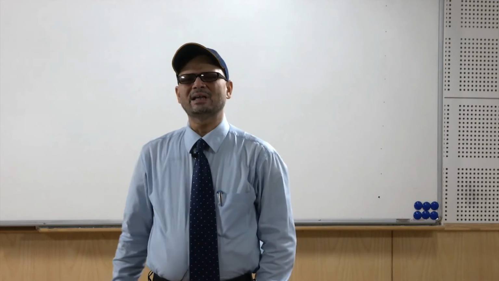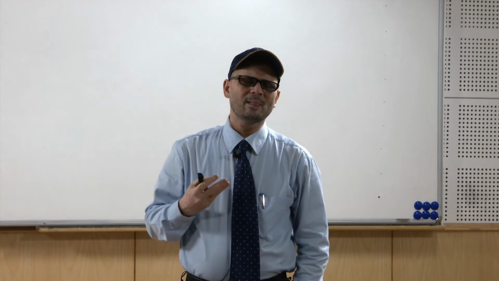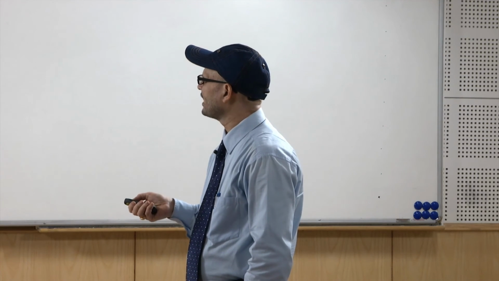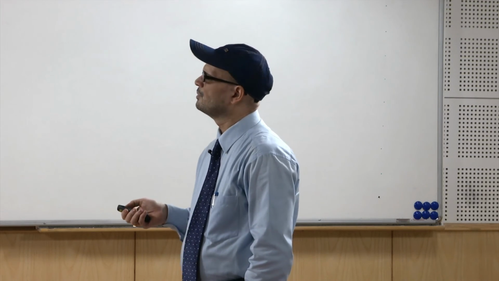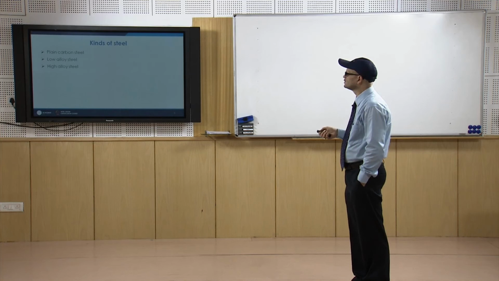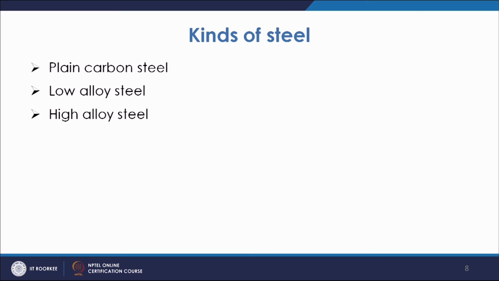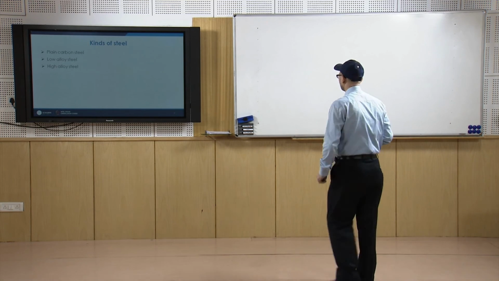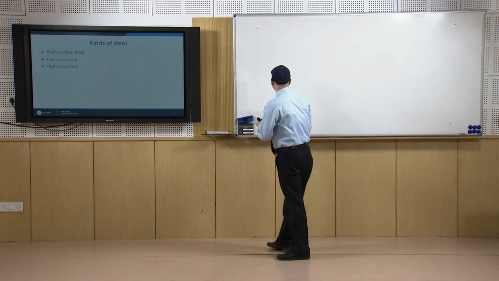Then we must know that there are different varieties of steel which are normally used, and we already discussed that depending upon the kind of alloying elements or percentage of carbon, you have carbon steels. Plain carbon steels have very small alloying elements, then there are low alloy steels and high alloy steels. If the alloying content is less than 8, it is low alloy steel, and high alloy steels have more than 8. Then you have a variety of steels, like stainless steels.